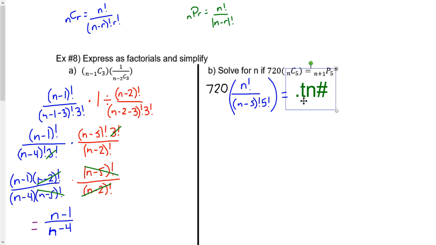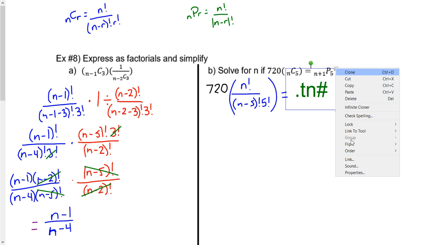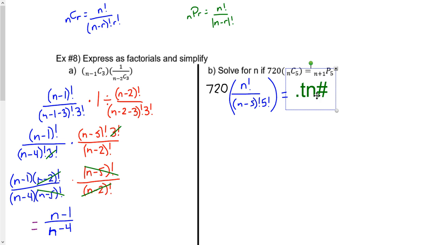Oh, that wasn't, am I able to unrecognize? No, okay, I'll have to write that again. Over that n plus 1 minus 5 factorial. Plus 1 factorial. Notice how I don't have that 5 factorial because that's not what the permutation is stating.